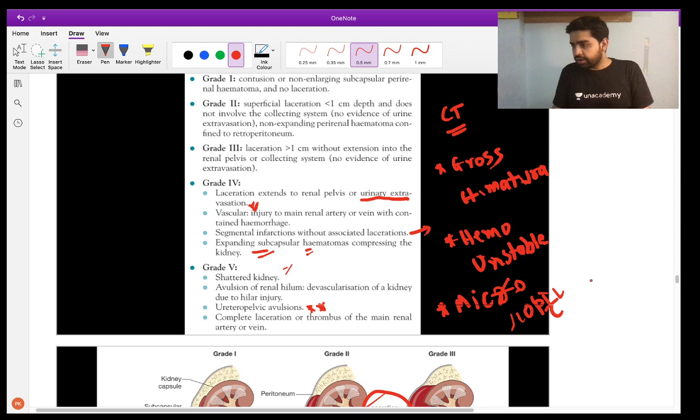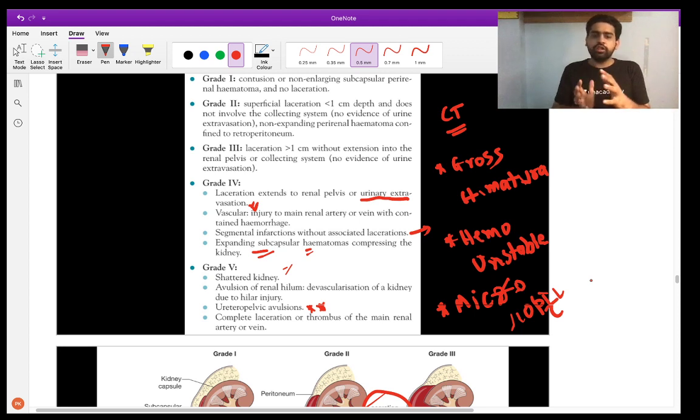Now somebody was asking me about FAST. And he retracted it, that is fine. But see, FAST is done as a first investigation. So if the patient is hemodynamically unstable and, let's say, the blunt trauma was the one leading to that instability, you will perform a FAST.